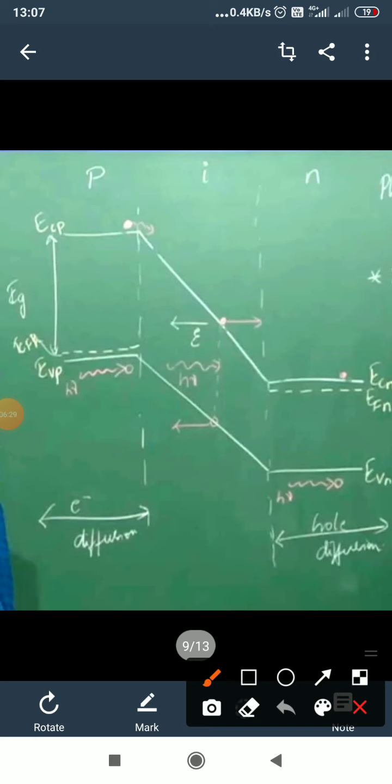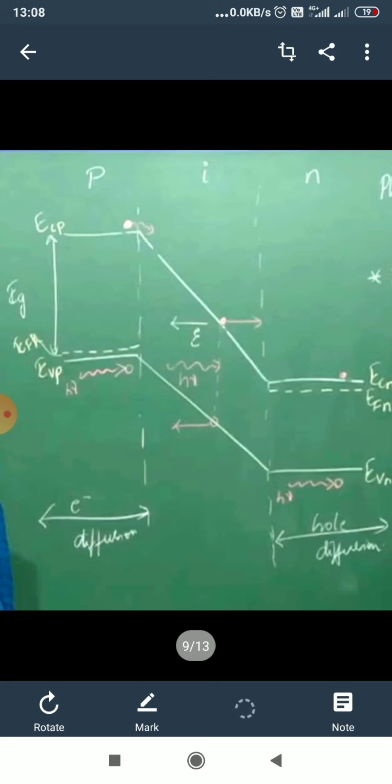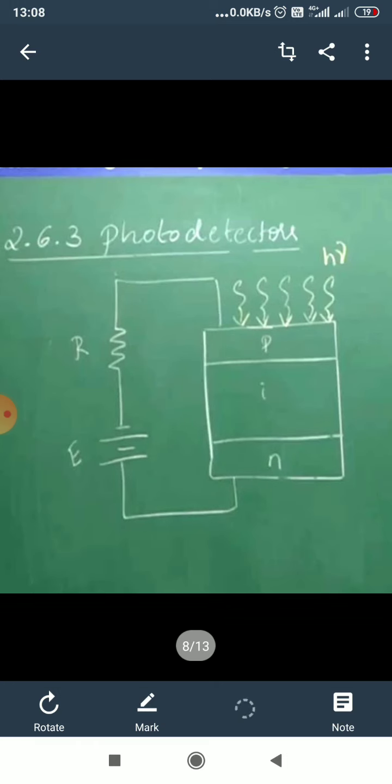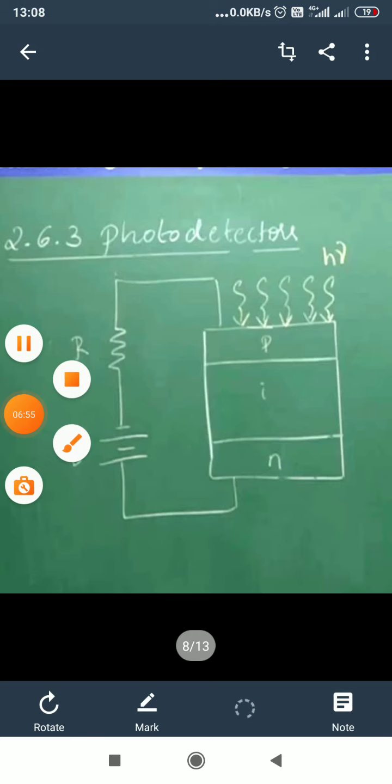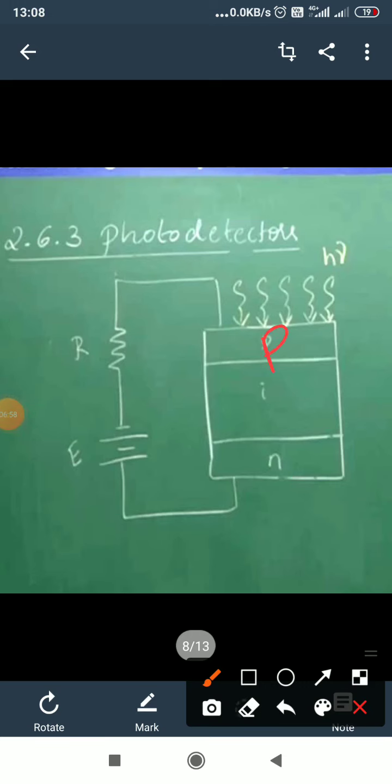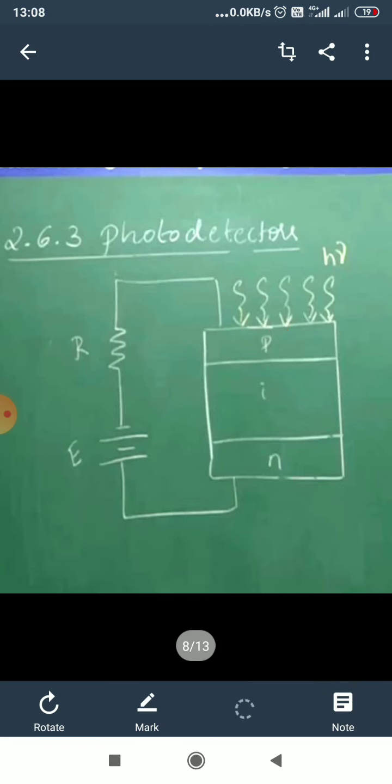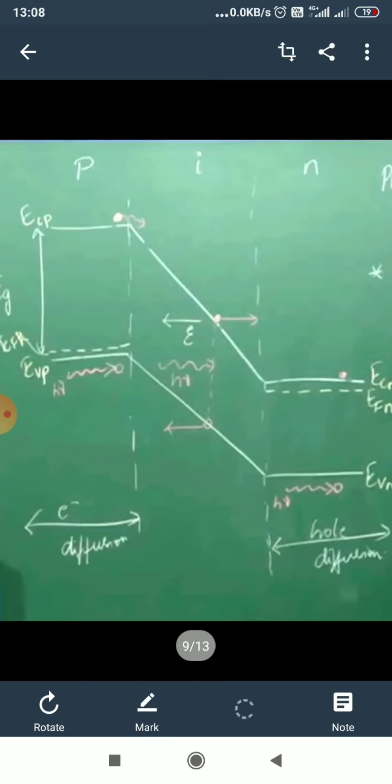Now what happens? Consider the energy band graph of a reverse bias region. This is our P region and this is our N region. This is the depletion layer, which is between the P and N region, and this is an intrinsic material. So that itself acts like a transition layer, that is a depletion layer. So what happens when light falls on the P region? As you can see here, the light is directly incident on the P region. So P is taking the light at the beginning itself. That's the construction.